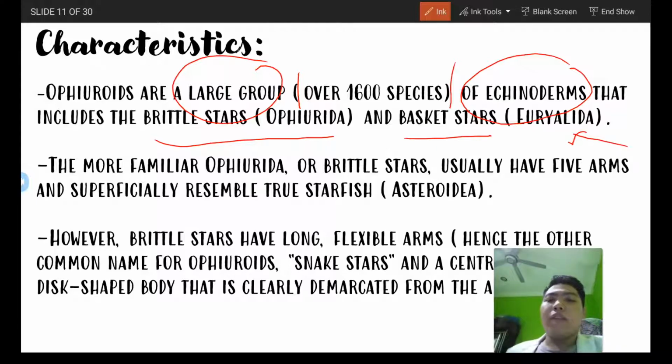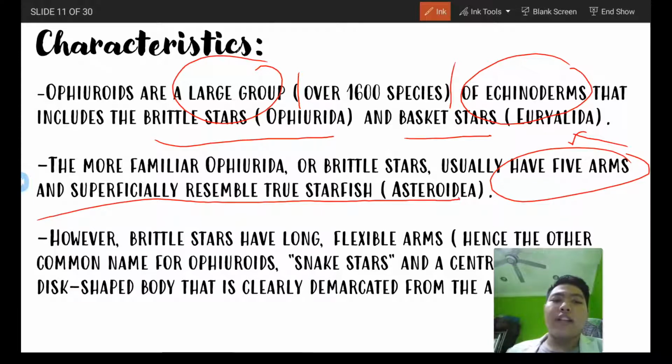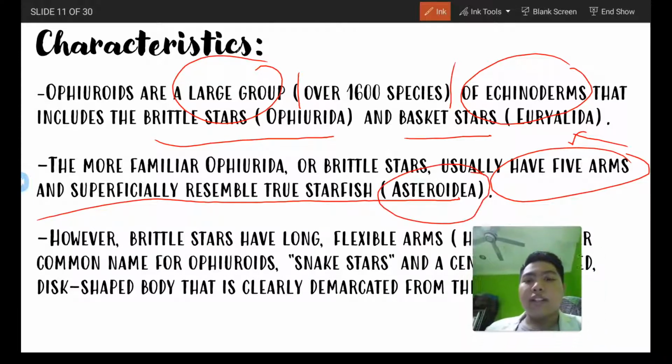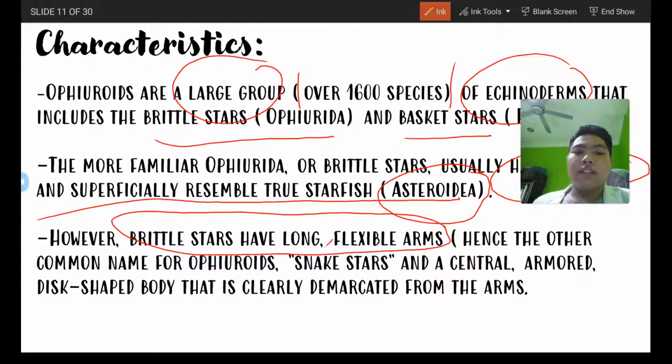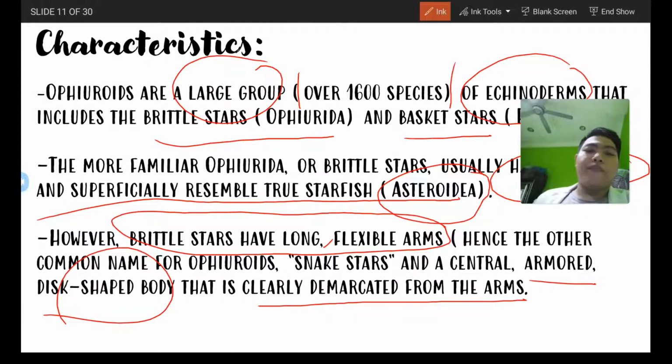So the more common family, Ophiurida, or the brittle star, usually have 5 arms and superficially resemble true starfish, the asteroida. However, brittle stars have long and flexible arms. Hence, the other common name for Ophiurida is snake stars. They have a central armored disc-shaped body that is clearly demarcated from the arms. So, like I said earlier, Ophiurida are commonly distinguished from the Asteroida.